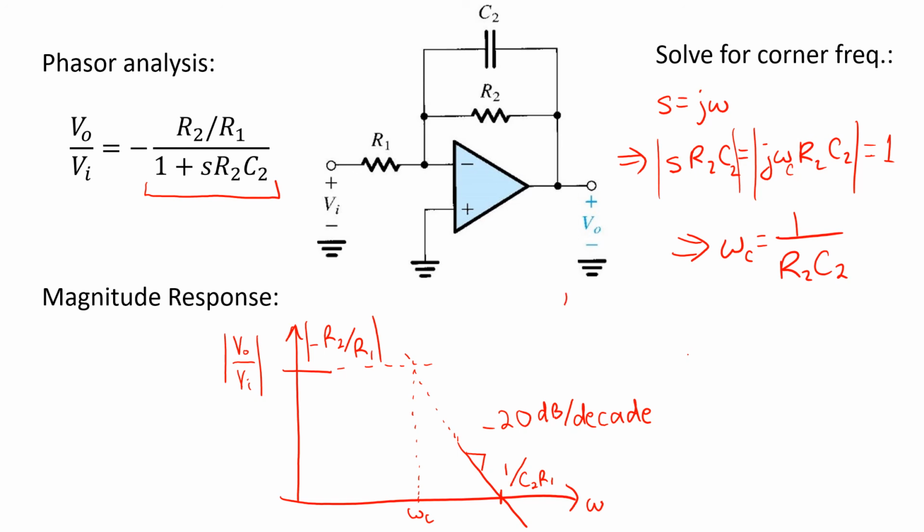So in summary, we've got a DC gain that depends on the ratio of R2 over R1, a corner frequency that depends on this network here, and then an integration time constant that depends on these two component values. This circuit is sometimes called a lossy integrator.